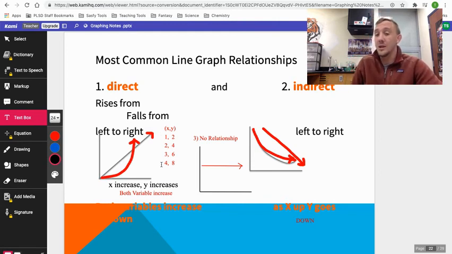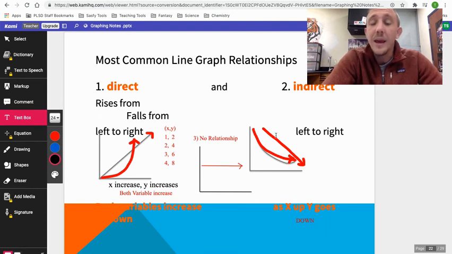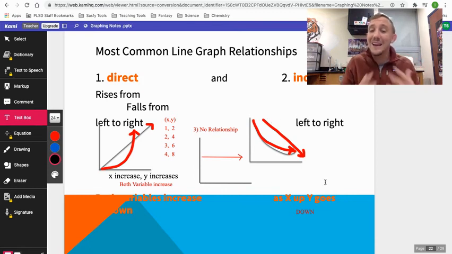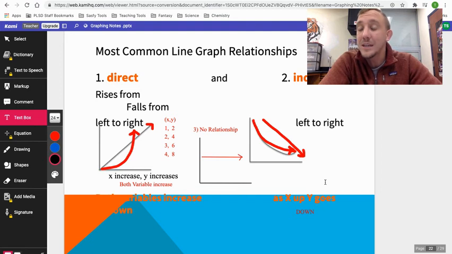On an indirect relationship, it's going to decrease from left to right. It also could be an exponential decrease, which is what this curved slope is, or it could be a linear decrease. What you need to know is as my x increases, my y decreases, or as my y decreases, my x increases. So you just need to remember as one variable goes up, the other variable goes down. And that's an indirect relationship.